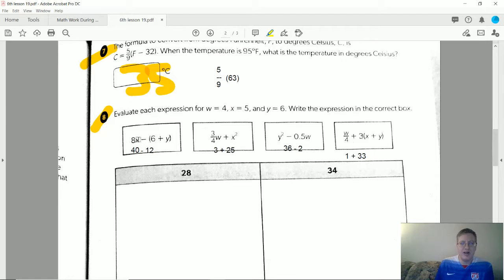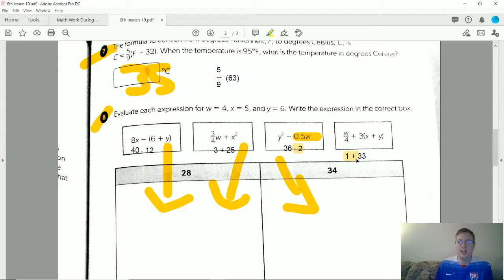Number 8, so I've written the intermediate steps down here. So 8 times 5 gives us 40. 6 plus 6 gives us 12, so that gives us an answer of 28. This one will also be 28. So again, 5 times 5 is 25 when we're doing the squares. 6 times 6 gives us 36, minus, this part is going to be worth 4 times 0.5, which would give us 2, so that would give us 32 for that one.